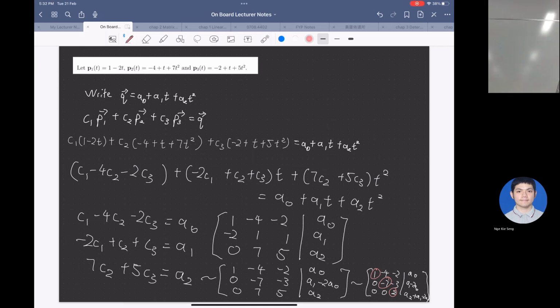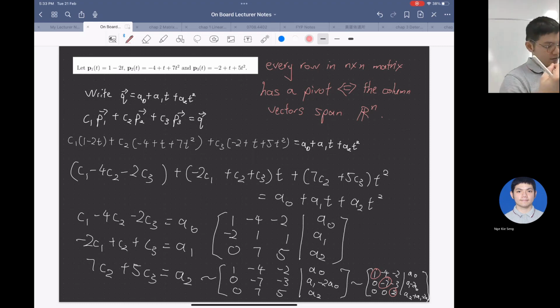Let me write down the statement. Every row in an n by n matrix has a pivot if and only if the columns span R^n. So we have a 3 by 3 matrix here. Every row has a pivot, so the column vectors span R3, which means every element in the polynomial space we can write as a linear combination of P1, P2, and P3.